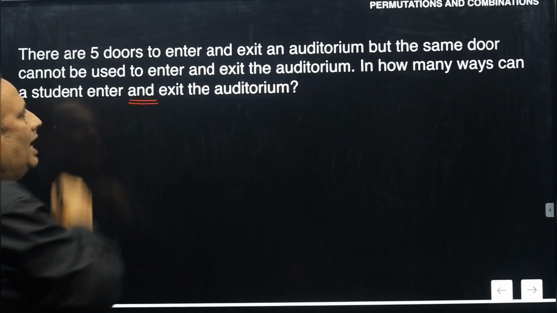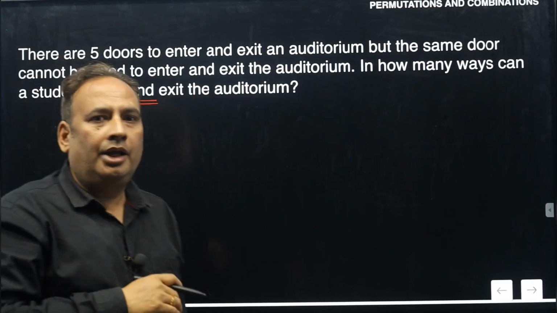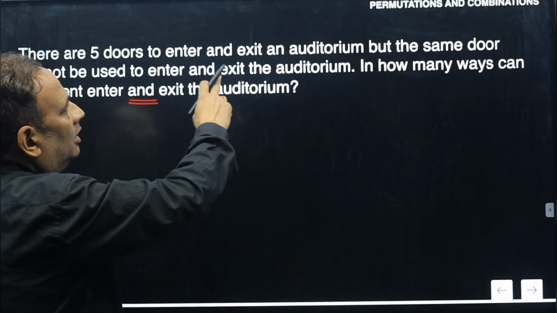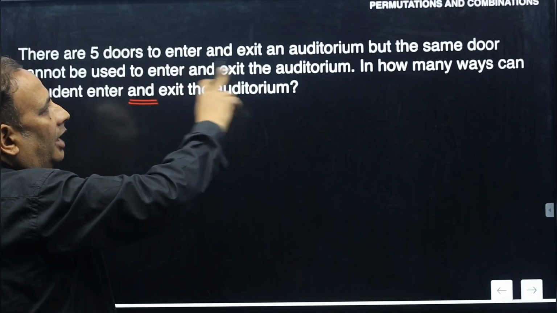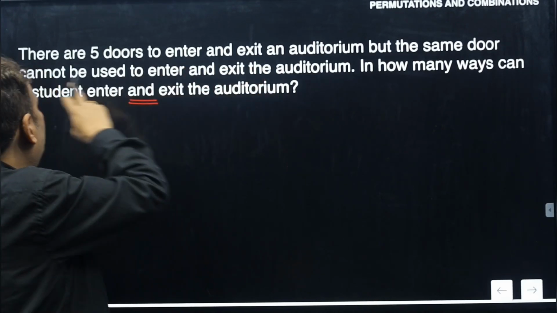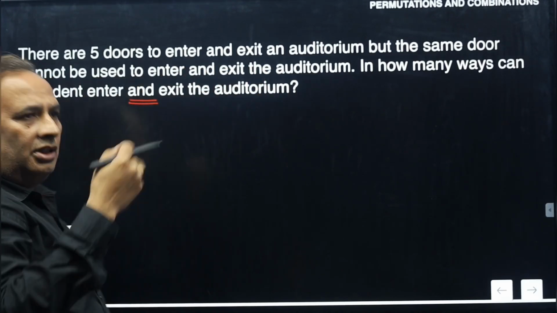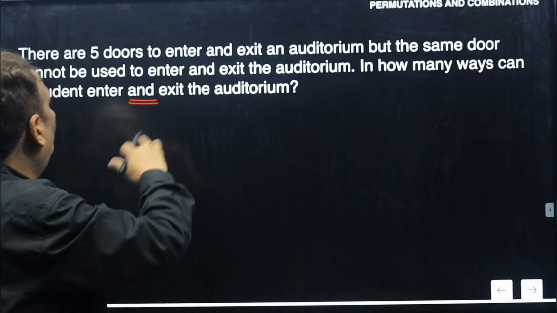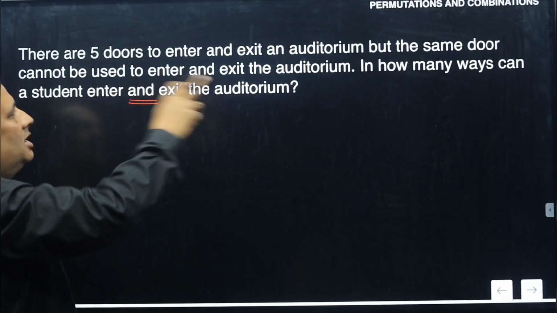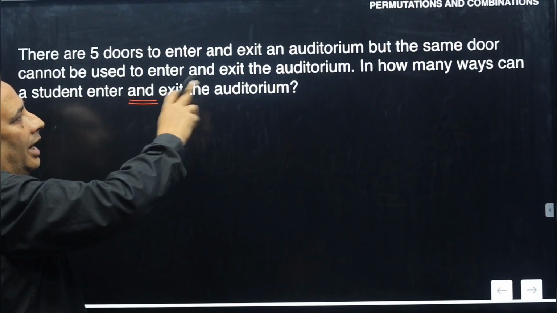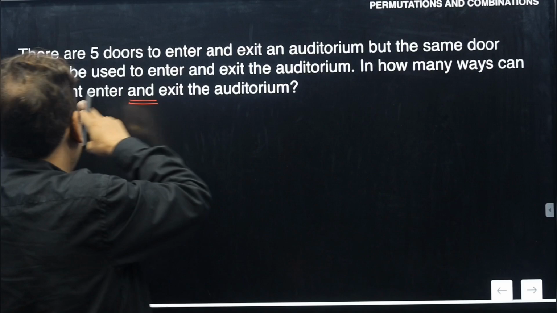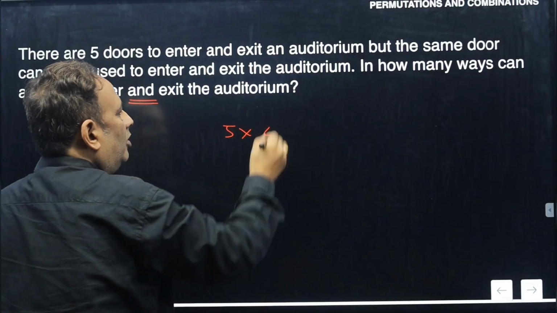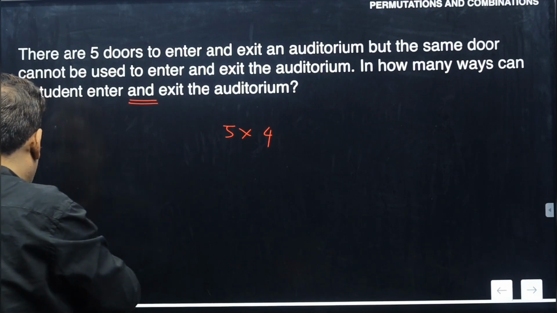Mind this point, and you get the idea of the significance of the word 'and'. There are five doors to enter, so the entrance has five options, and for exit, the same door cannot be used. So whatever door he used to enter, you have to avoid, and how many doors are left? Four doors. So the total number of ways is 5 into 4. Nothing more to do, a simple question.